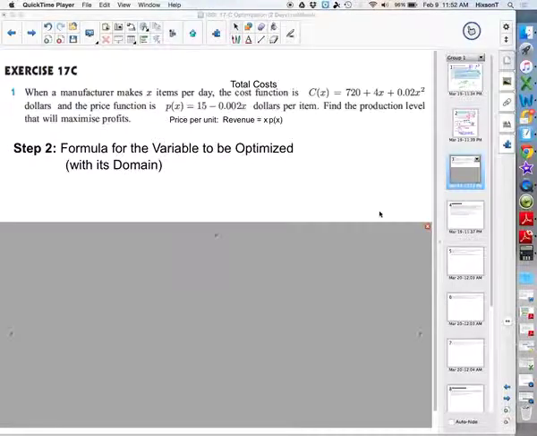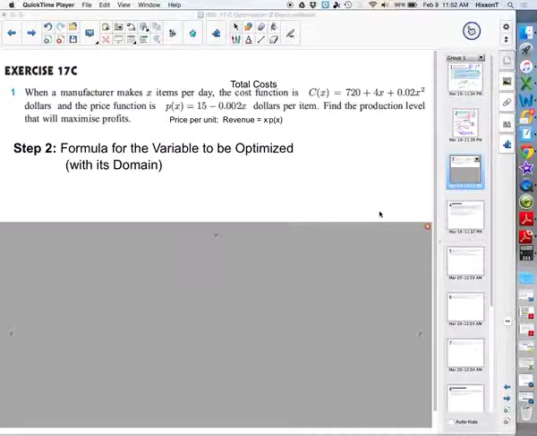Look at the example here. We have a manufacturer making X items per day. The cost function, this is total costs. This question was a little ambiguous, so I added some notes here. The total costs is given by C of X equals 720 plus 4X plus 0.02X squared dollars.